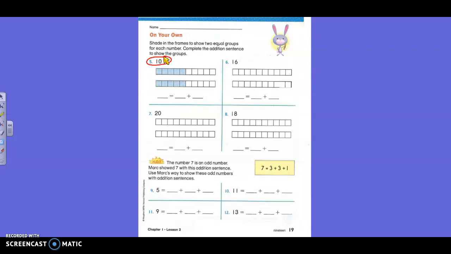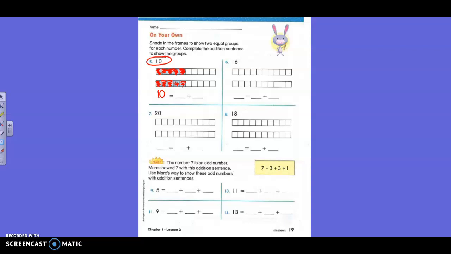You are shading 10. Now you're doing the same thing we did yesterday. You shade the top one, then you shade the bottom one. Okay? 1, 2, 3, 4, 5, 6, 7, 8, 9, 10. Okay? And where do we write that 10 then? On the right, after the equals, right? 10. For the total. Like we just did on the other page, right?